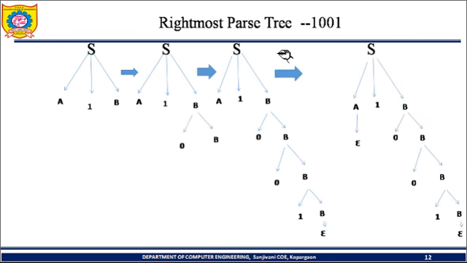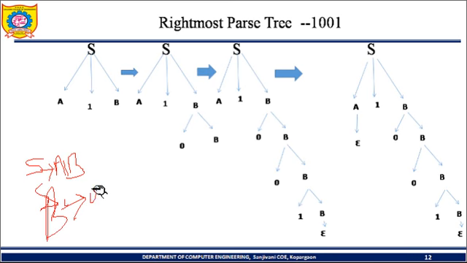In the case of the rightmost parse tree, we need to pick up the rightmost variable first. So again the given grammar is S tends to A1B. We have used these rules to generate the string: S tends to A1B, A tends to 0A or epsilon, and B tends to 0B or 1B or epsilon. So S tends to A1B. Now we need to pick up the rightmost variable. So I have replaced that B with 0B. Again I have replaced that B with 0B. Again I have replaced that B with 1B, and finally B is replaced with epsilon.